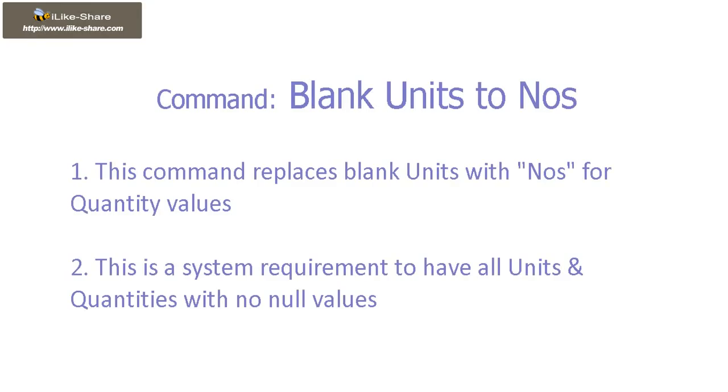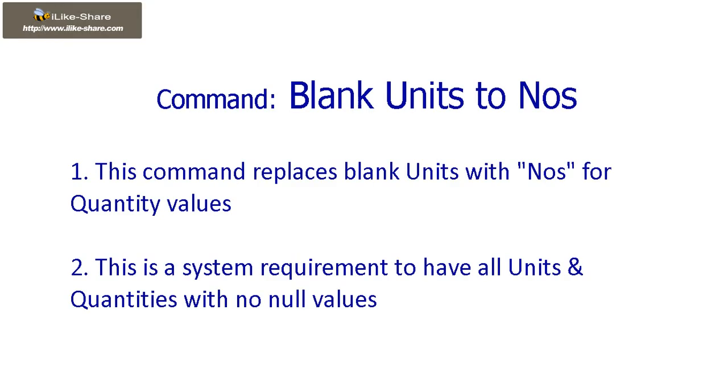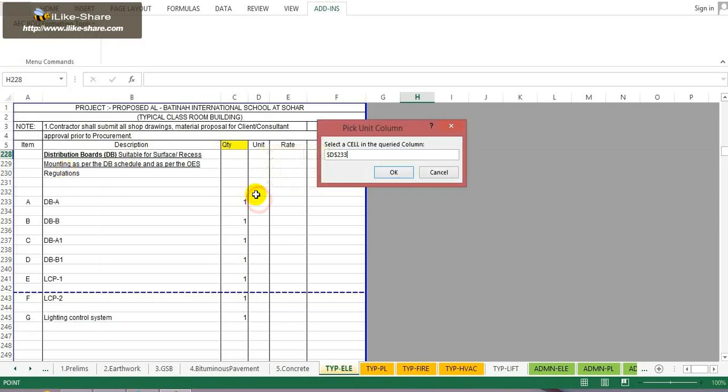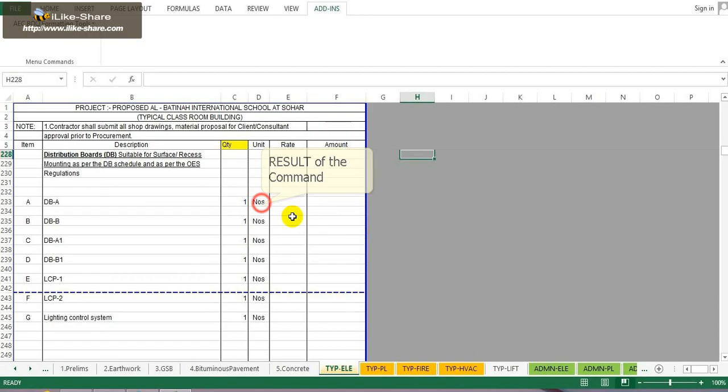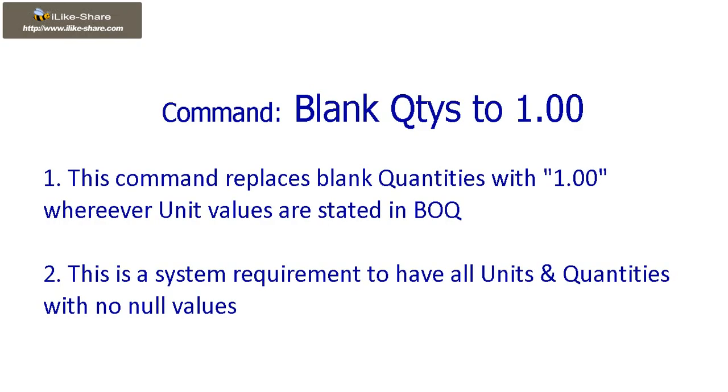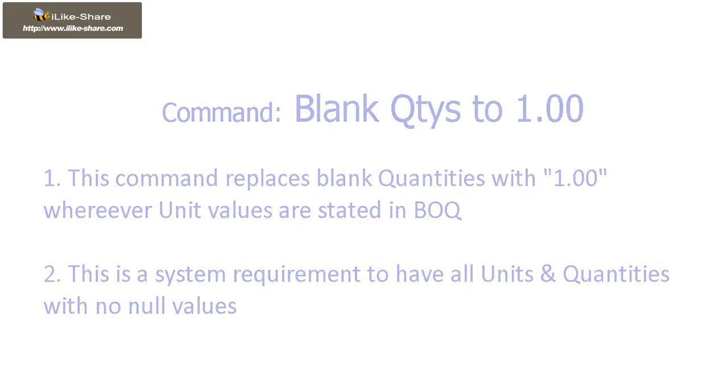This command replaces blank units with numbers for quantity values. This is a system requirement to have all units and quantities with no null values. This command replaces blank quantities with 1.00 wherever unit values are stated in BOQ.